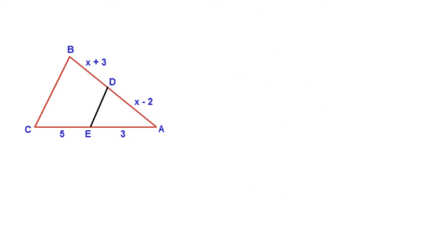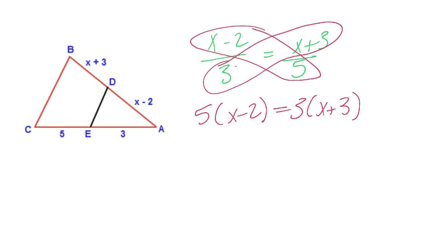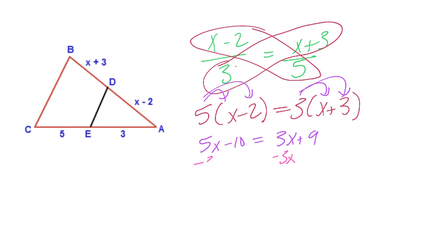Last one, and this one is a little bit more complex, but I still want you to try it and then check your work. Hopefully you tried it. X minus 2 over 3 equals x plus 3 over 5. Cross multiply. 5 times x minus 2 equals 3 times x plus 3. Distribute. So 5x minus 10 equals 3x plus 9.